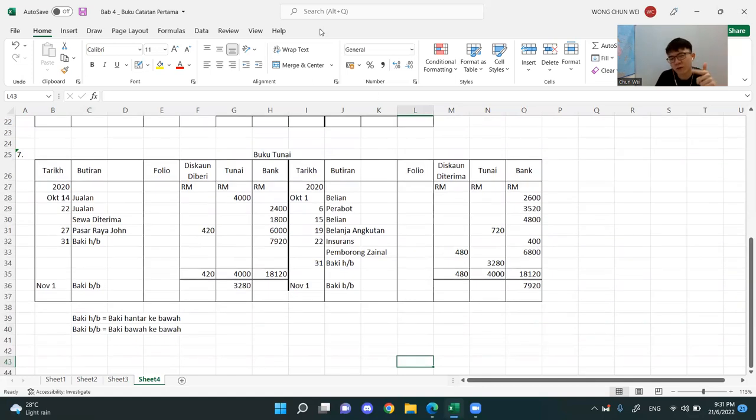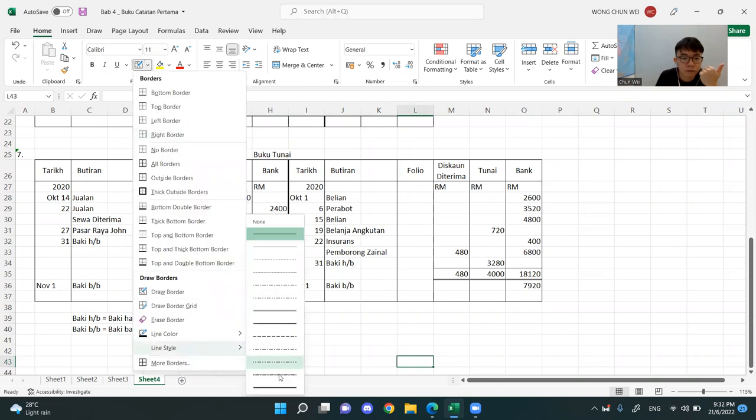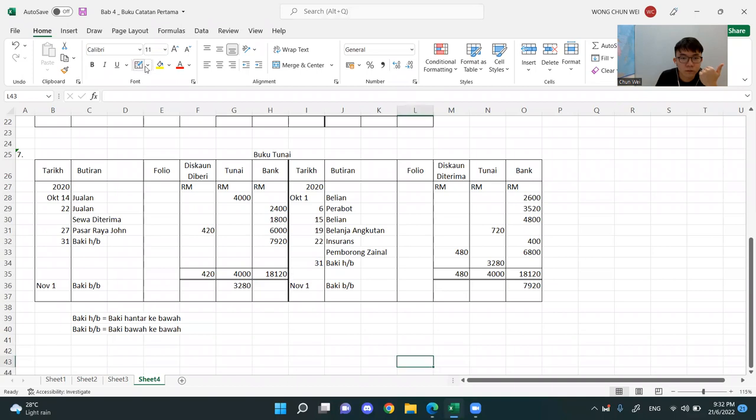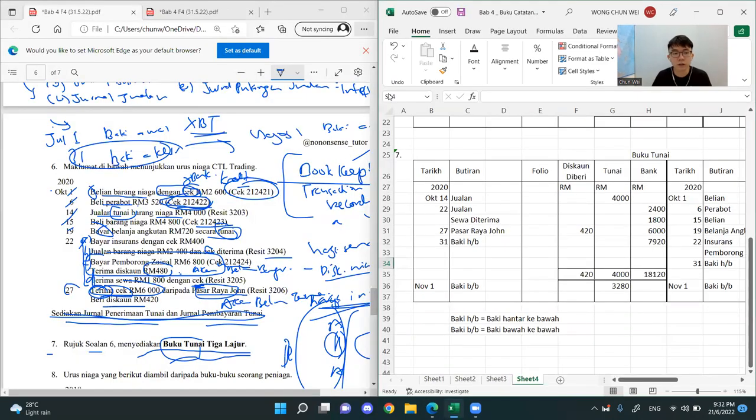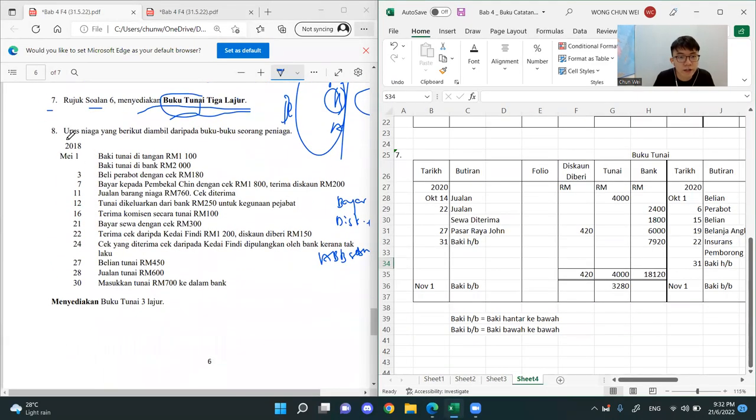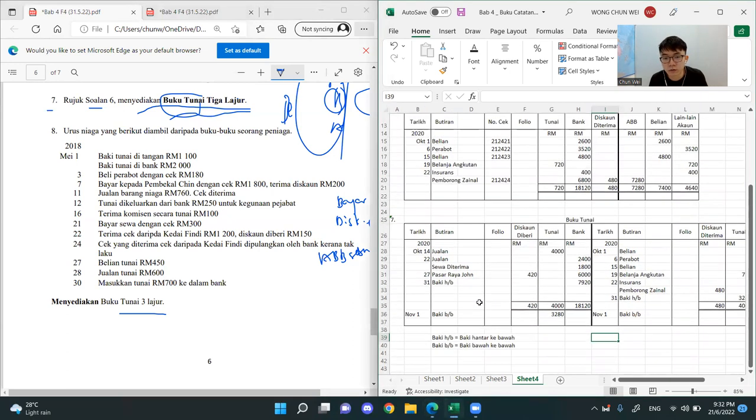Okay, if you're still following, give me okay in the chat box. And we will do one question for Buku Tunai, question 8, so that you understand it better. Okay, so now let's go. Let's do this question together. Question 8. This is a urus niaga, and now we have to do a Buku Tunai tiga lajur. So it's the same thing as this one. Okay, so now, go to question 8.